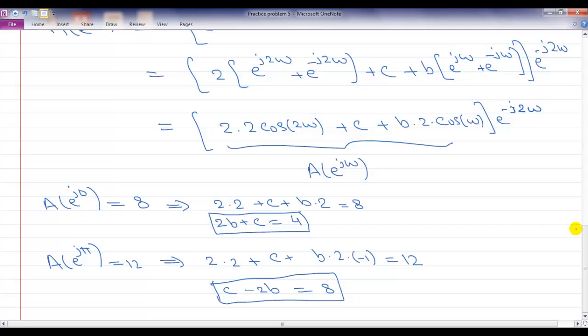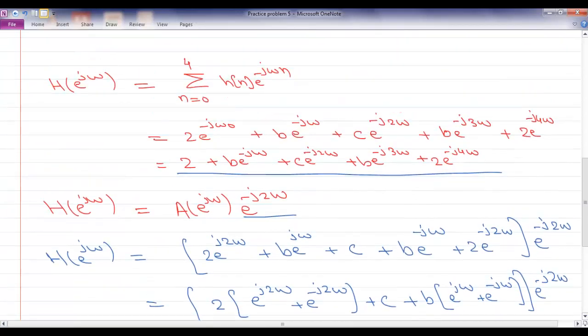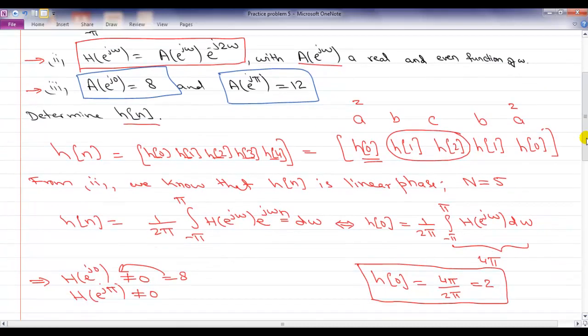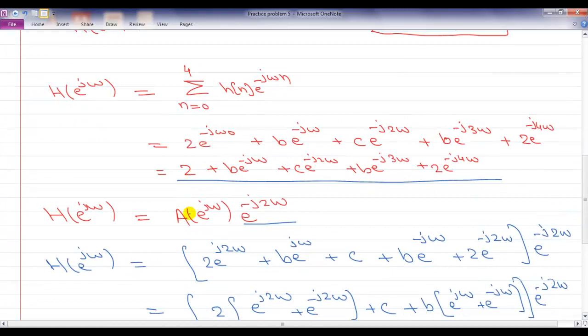So the main trick we have used here is pretty much just use our knowledge of the filters. We said it's length 5, and from condition 2 we determine it's a linear phase. That means it's either type 1 or type 3. Then from condition 3 we figured out that it does not have zeros at z equal to 1 and minus 1, so it has to be type 1. Then we figured out h0, and after that we just wrote H of e to the j omega in this form to be able to use the other two pieces of information to solve the other two unknowns.